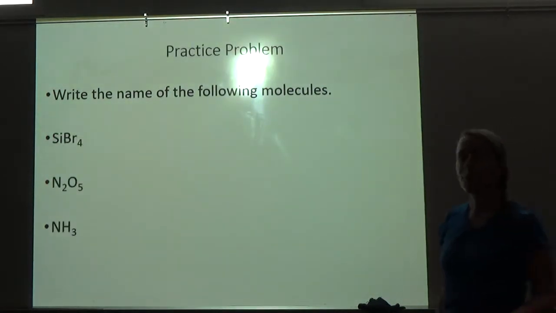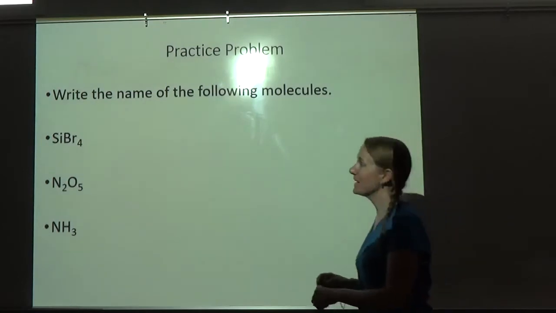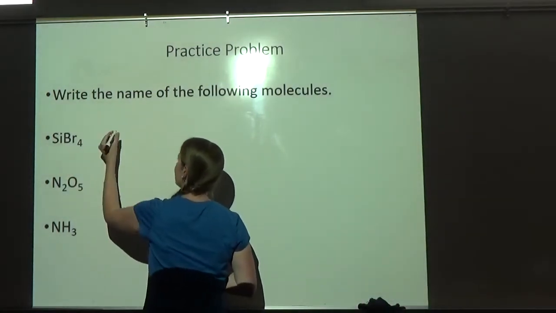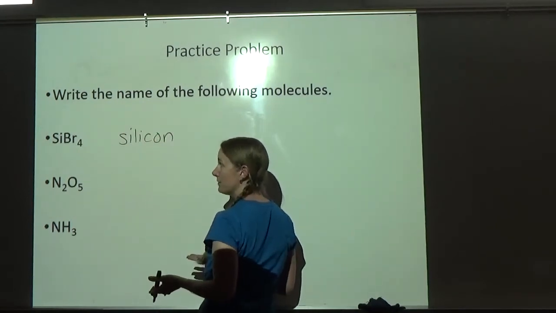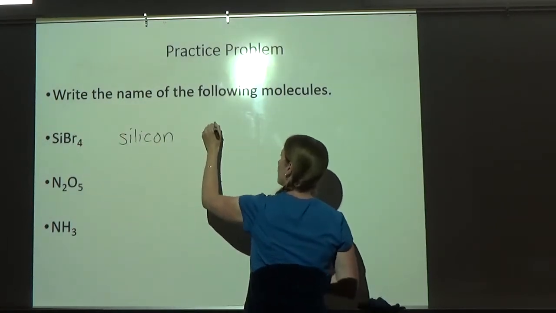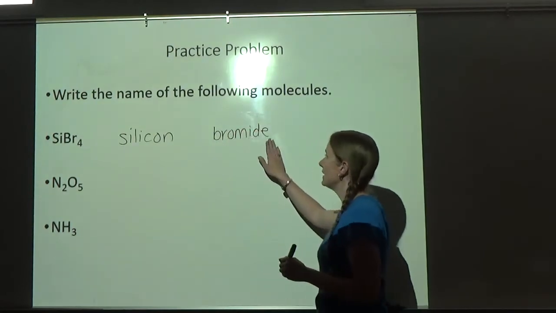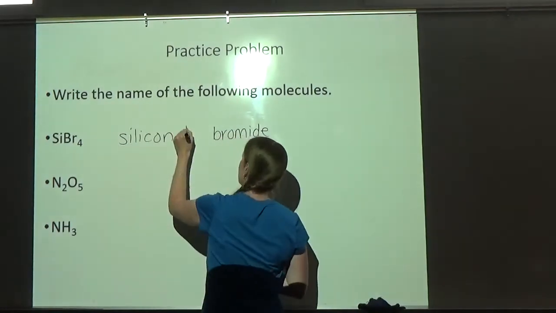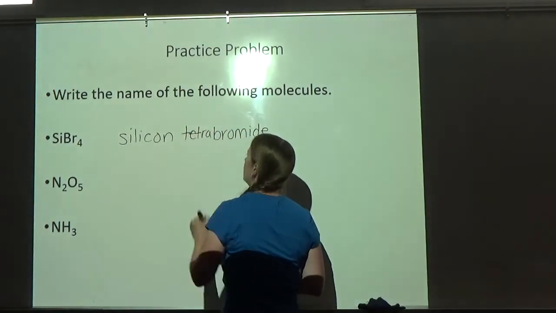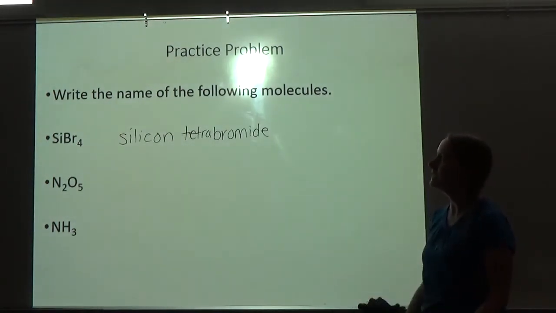All right, so maybe pause the video and try these real quick, and I'll assume you've done that, and let's look at them together. So Si is silicon. There's only one of them, so I don't need a prefix. Br is bromine, which we'll call bromide, because of course we need to change it to ide. And then there's 4 of them, so our prefix for 4 is tetra. So silicon tetrabromide.